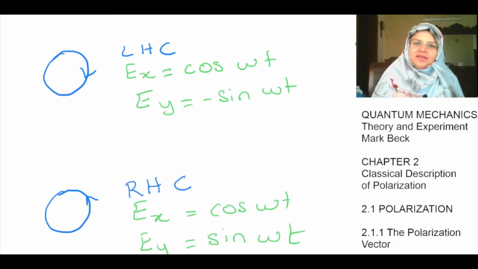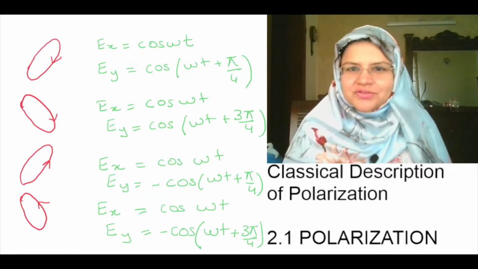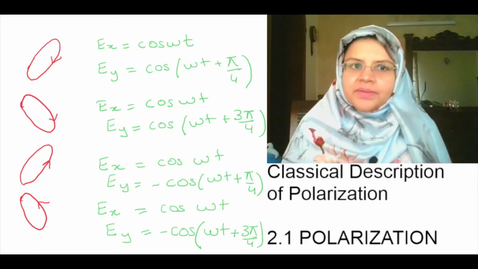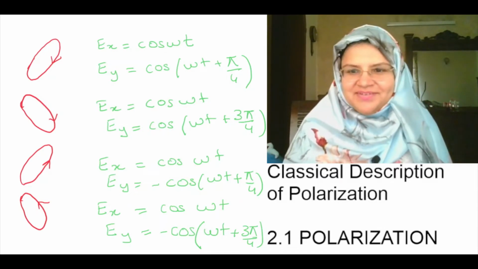If E_x is equal to cos omega t and E_y is equal to minus sin omega t, we get left-hand circularly polarized light. If E_x is equal to cos omega t and E_y is equal to sin omega t, we get right-hand circularly polarized light. If E_x is equal to cos omega t and E_y is equal to cos(omega t plus pi over 4), we get left-handed elliptically polarized light at 45 degrees.